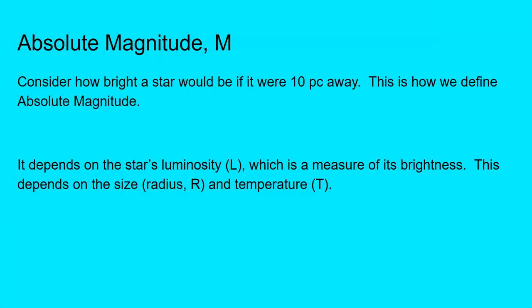Let me briefly talk about absolute magnitude. That's how bright the thing actually is if you are at a distance defined as 10 parsecs away. That's how we define it. It depends on the star's luminosity or brightness. It also depends on the radius and the temperature.